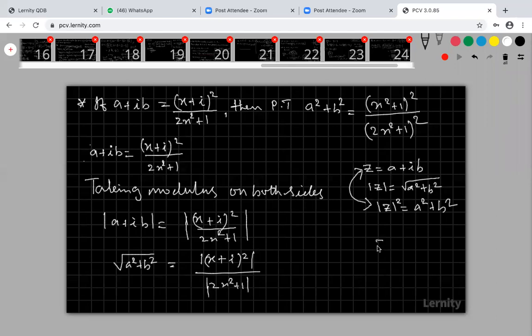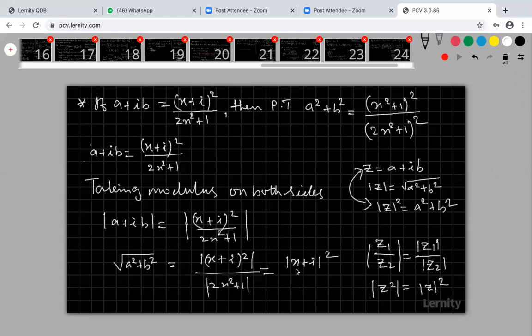Which formula am I using here? This is the property: modulus of z1 by z2 is equal to modulus of z1 by modulus of z2. Here is another formula: magnitude of z square is equal to modulus of z the whole square. If you take the square of a complex number and then take the modulus, that is equal to taking the modulus and then the square. Both give the same value. This is true for any complex number.